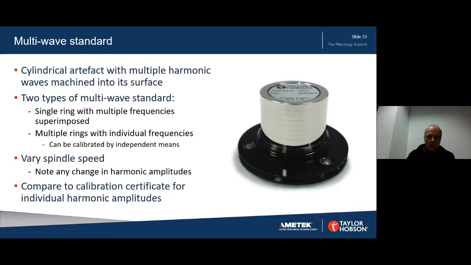The measurement system can be tested by measuring the standard at different spindle speeds and noting any variation in the reported harmonic amplitudes. Where the instrument has a single spindle speed, it's necessary to use a calibrated standard and compare the reported harmonic amplitudes against the certified values.